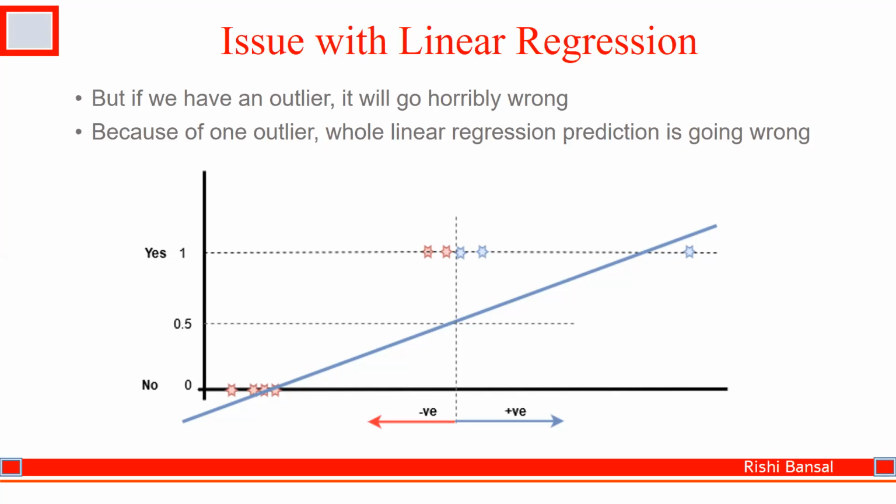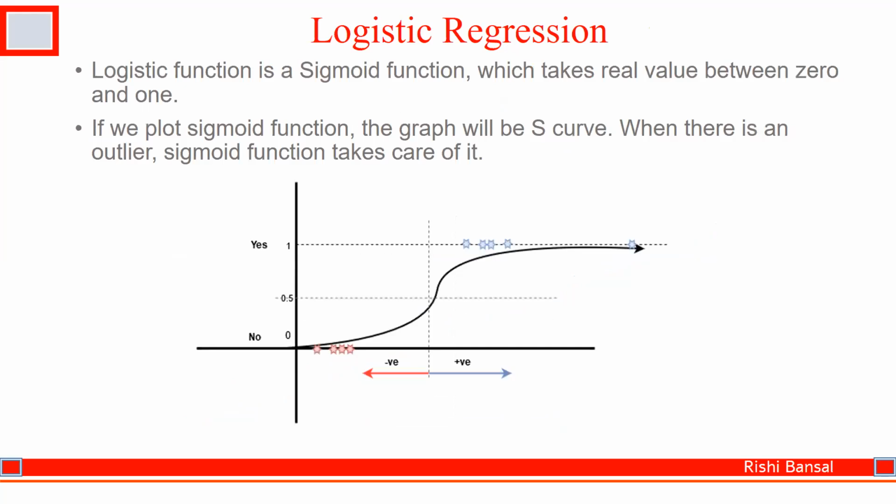right? If you see, the outlier impact on the linear regression is very high. That's why we don't use regression lines in case of classification. Any question or confusion?